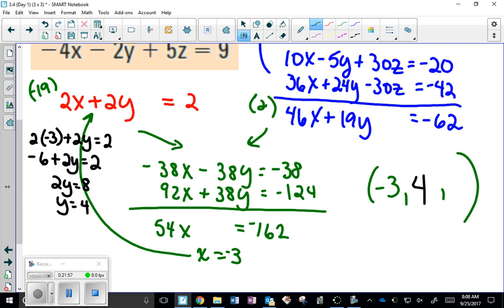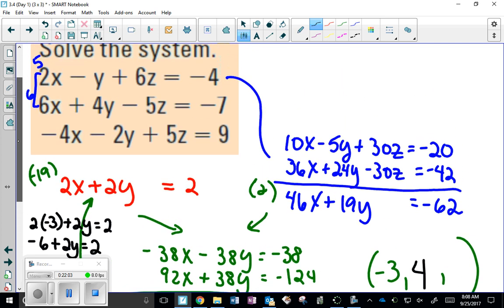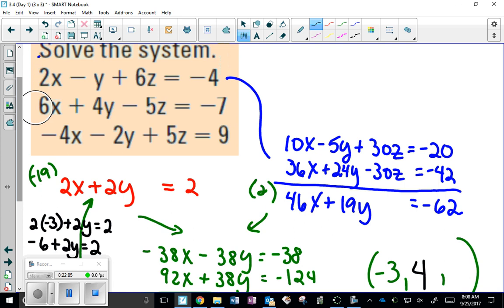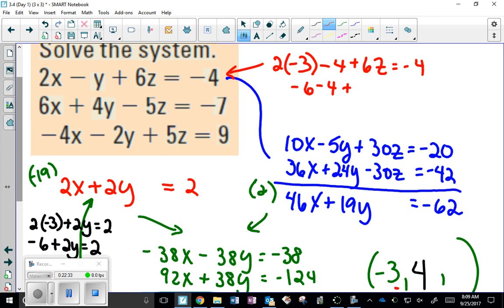Last but not least, I'll take those 2 back up to the very top, my originals. Let's see, I'm going to take the first one just because right off the bat I see smaller numbers there, but it doesn't matter. So we'll put negative 3 in for my x. It's a 4. Any of these 3, doesn't matter, your choice.